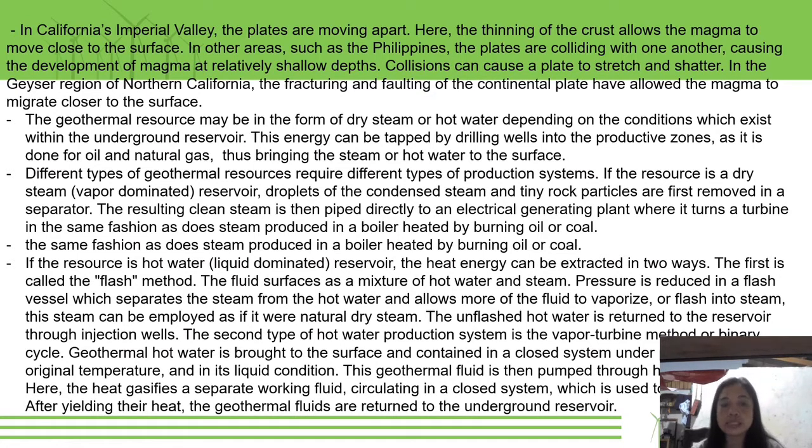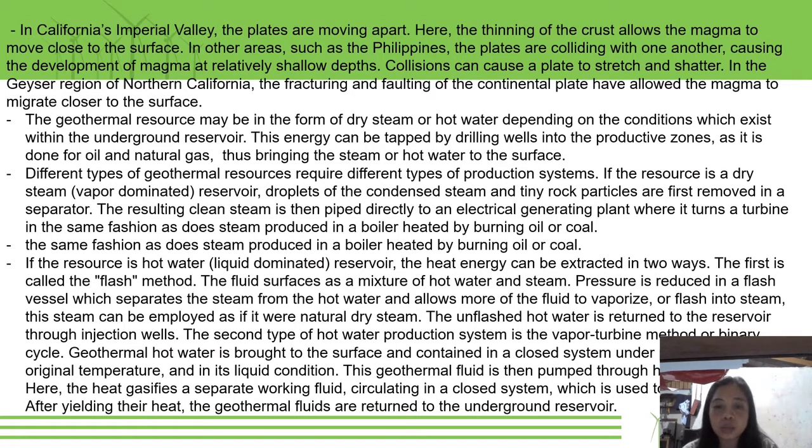If the resource is hot water or a liquid-dominated reservoir, the heat energy can be extracted in two ways. The first is called the flash method. The fluid surfaces as a mixture of hot water and steam. Pressure is reduced in a flash vessel, which separates the steam from the hot water and allows more of the fluid to vaporize or flash into steam. This steam can be employed as if it were natural dry steam. The unflashed hot water is returned to the reservoir through injection wells.